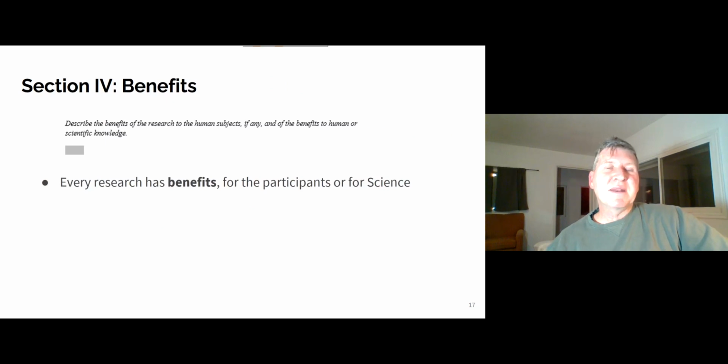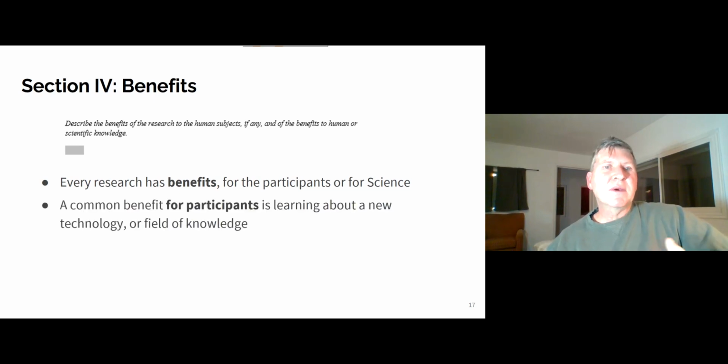Next is the section on benefits. And benefits is one that students often struggle with, because when we think about benefits, you're thinking about like curing cancer or having some kind of huge breakthrough. But in many cases, the benefits are far more subtle than that. So every research has benefits, either for the participants or for science. So a common benefit for participants is learning about a new technology or a field of knowledge, or having experience using a new cutting-edge technology.